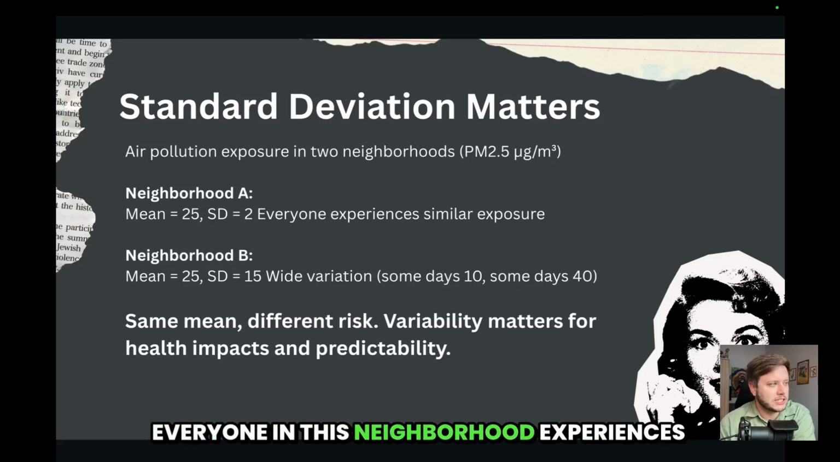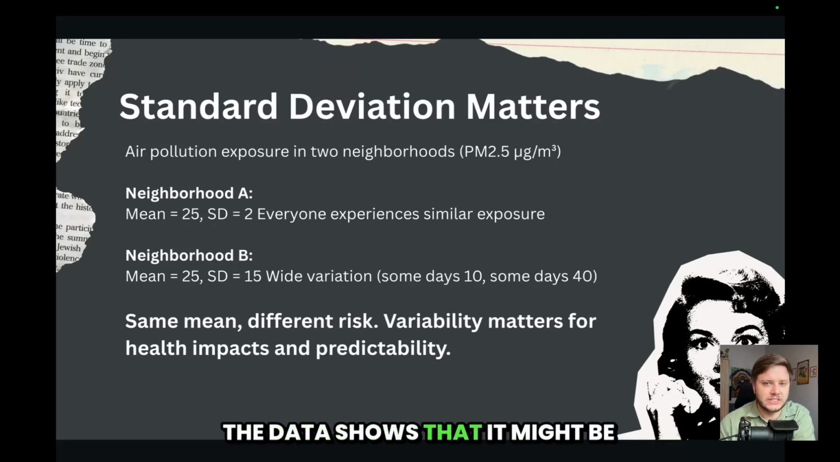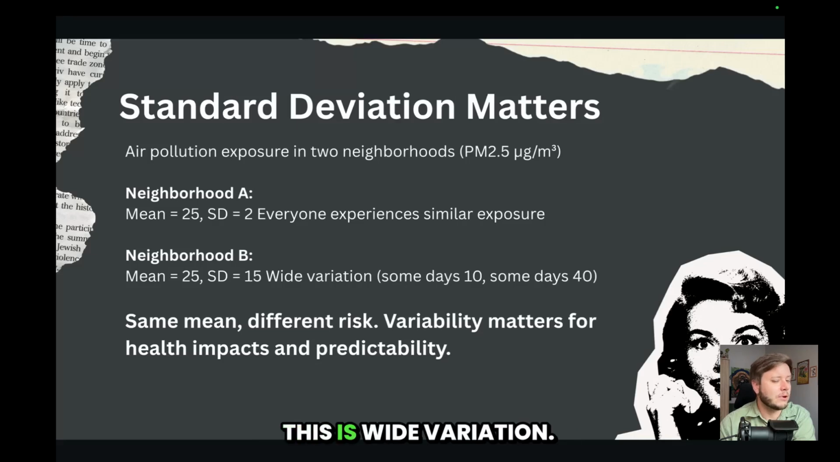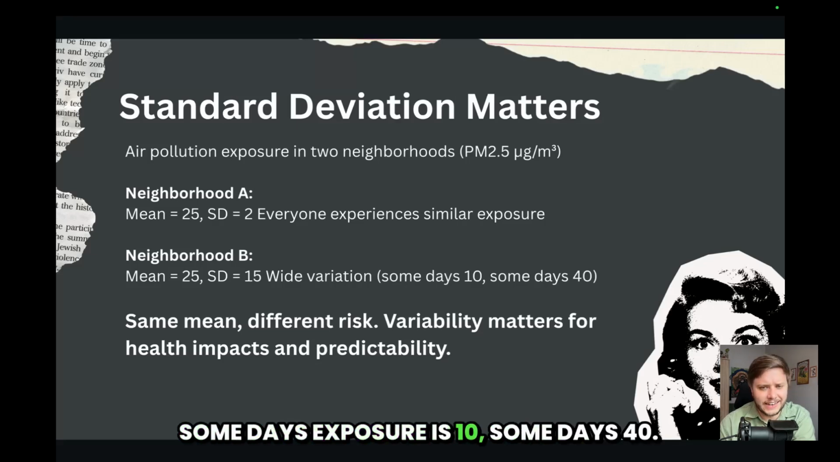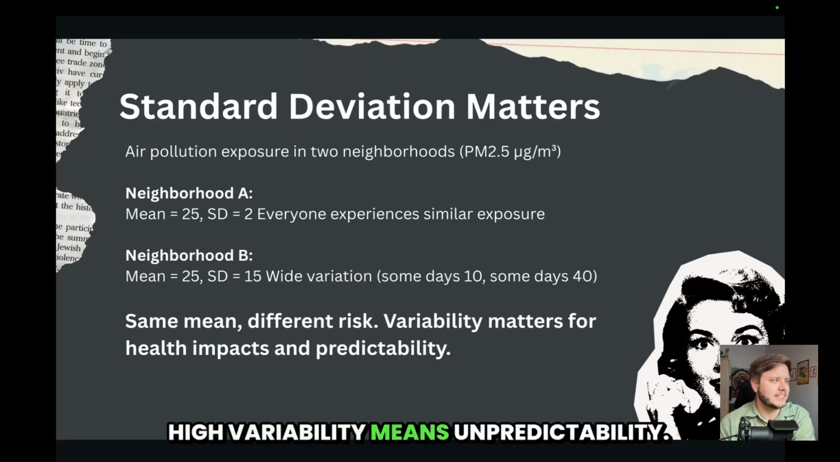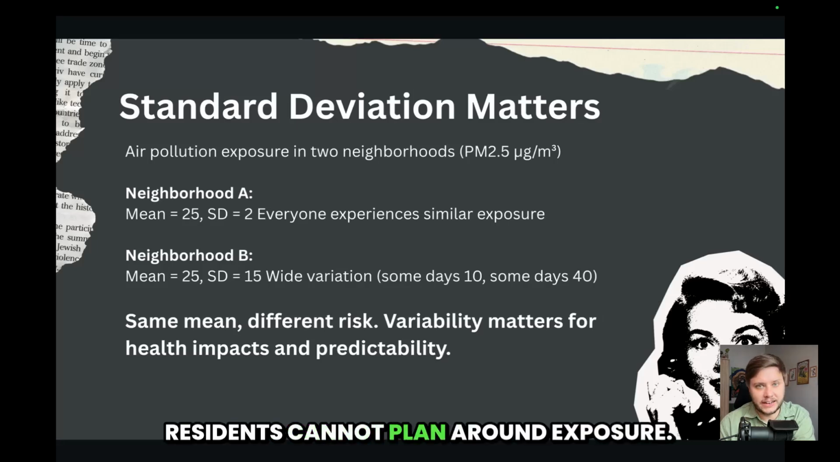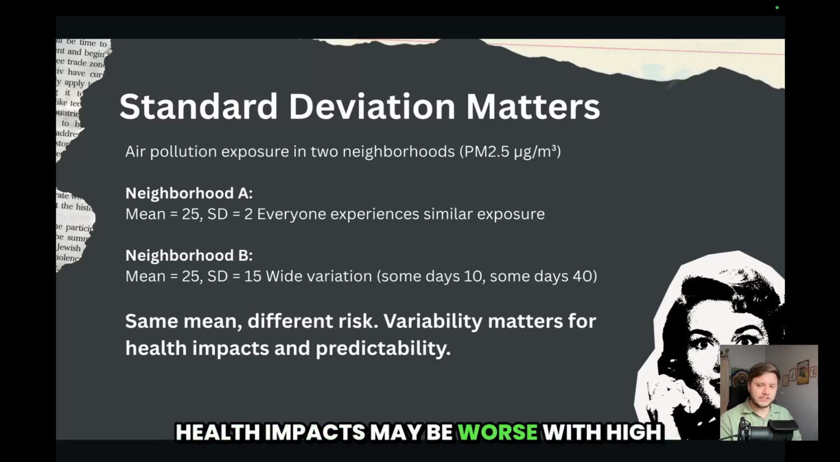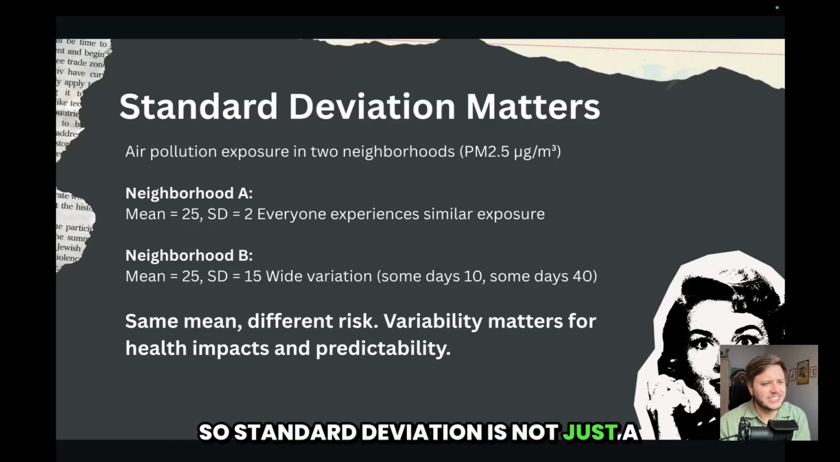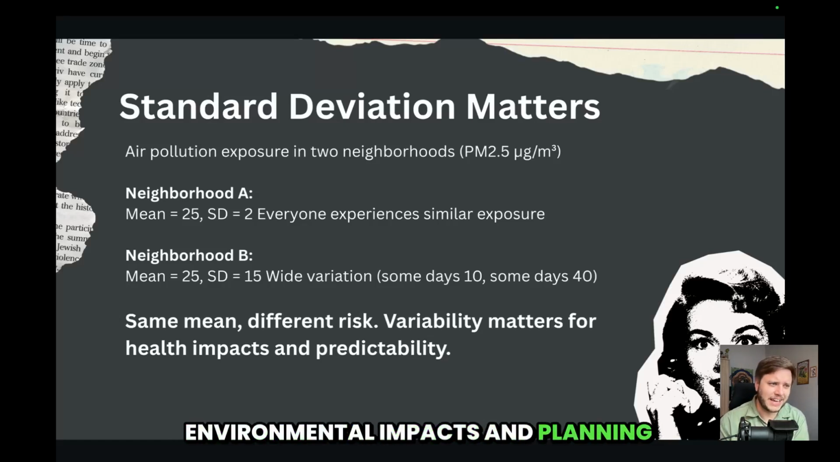Okay. Everyone in this neighborhood experiences similar exposure. The data shows that it is predictable. But neighborhood B has a mean of 25 and a standard deviation of 15. This is wide variation. Some days exposure is 10, some days 40, right? Same mean, completely different risk profiles. High variability means unpredictability, okay? Residents cannot plan around exposure. Health impacts may be worse with high variability, even at the same average levels. So standard deviation is not just a technical detail. It's meaningful for understanding real environmental impacts and planning accordingly.